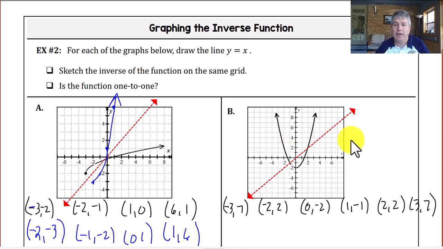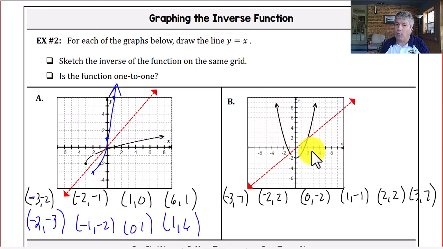In example B, we did the same thing. We've got a parabola here. Now this fails the horizontal line test. A parabola is not a one-to-one function. I've drawn the line y equals x, and we want to sketch the inverse of this. So I've grabbed some ordered pairs from our original parabola at (-3, 7), (-2, 2), (0, -2), and we'll find and sketch the opposite.